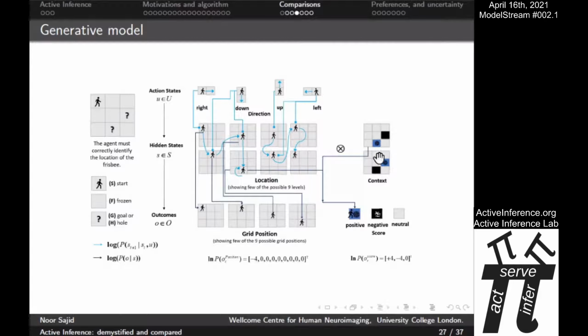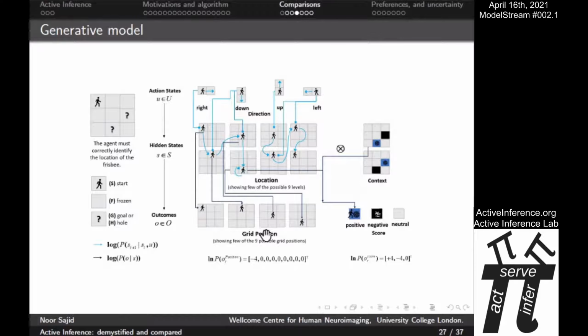So with the context, we have 2 contexts. The first one is where the goal is in location 8 and the hole is in location 6. And the second context is where the goal is in location 6 and the hole is in location 8.